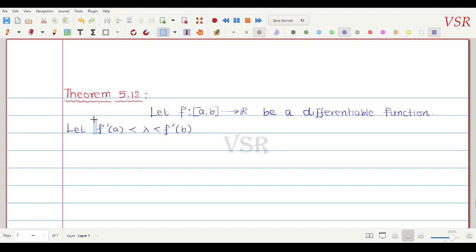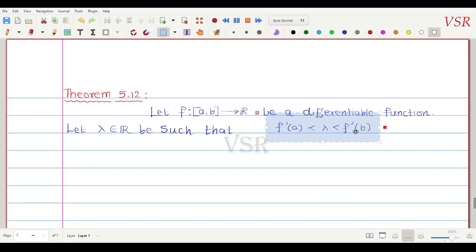F differentiable means all derivatives exist. So f dash of a is a real number, and f dash of b is a real number. These two real numbers are not equal, and we take lambda between them. Let lambda belong to R be such that we have this condition: f dash of a is strictly less than lambda, which is strictly less than f dash of b.